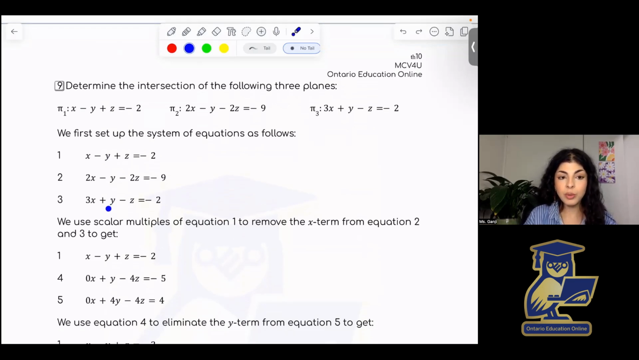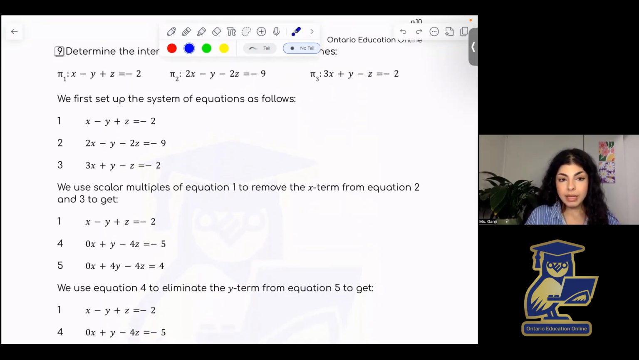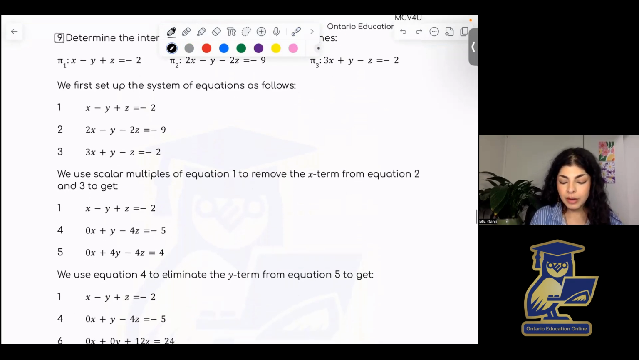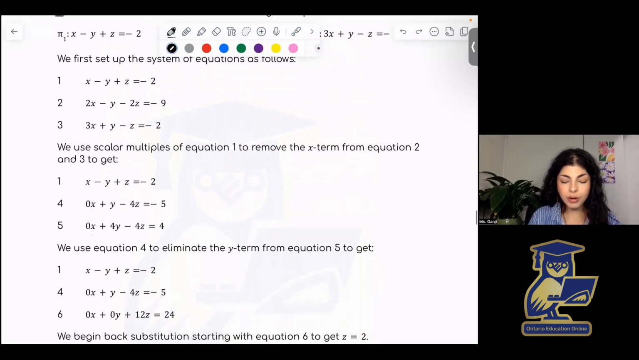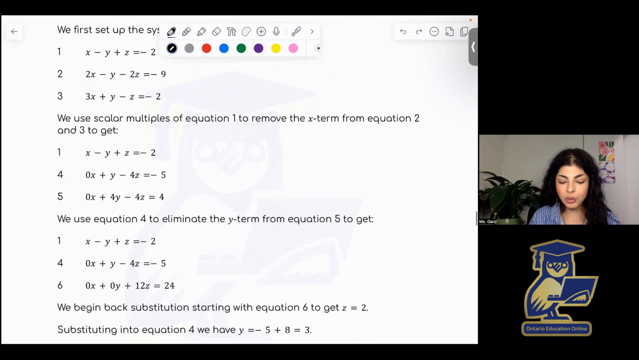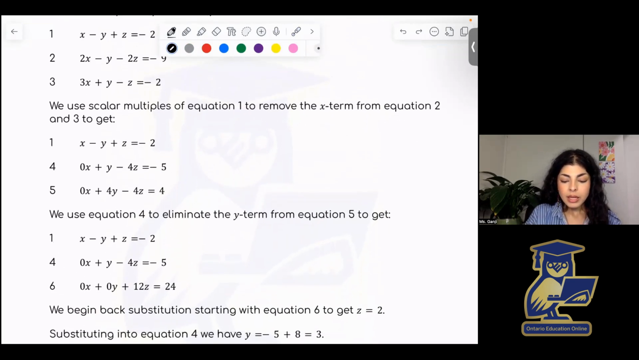Our system of equations is now set up as such. We have 3 equations and 3 variables, so we expect there to be a solution. Again, keep in mind, this is consistent, so there should be a solution. Here we use scalar multiples of equation 1 to remove the x term for both equation 2 and 3. So then I have 0 and 0 here.